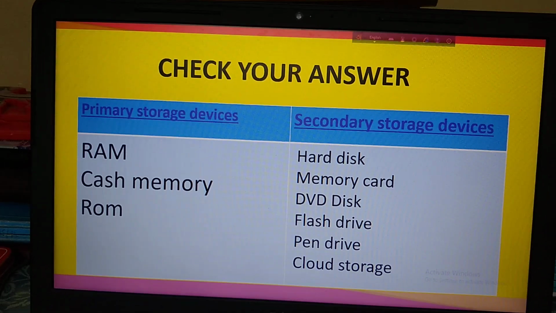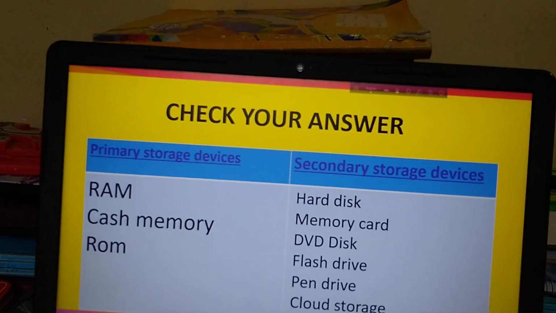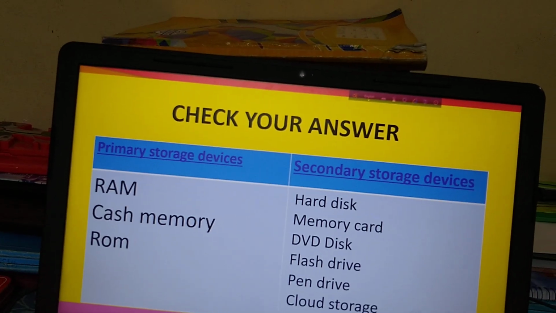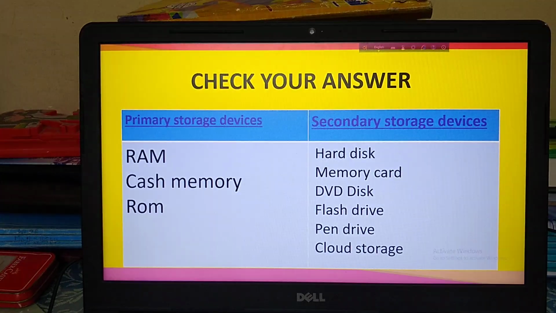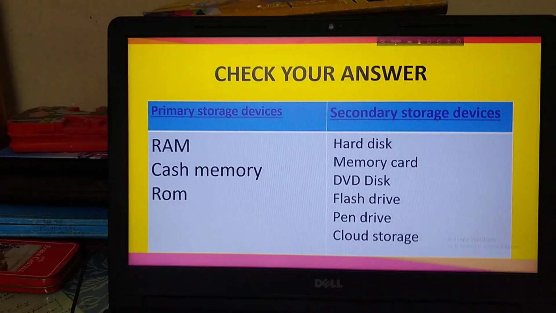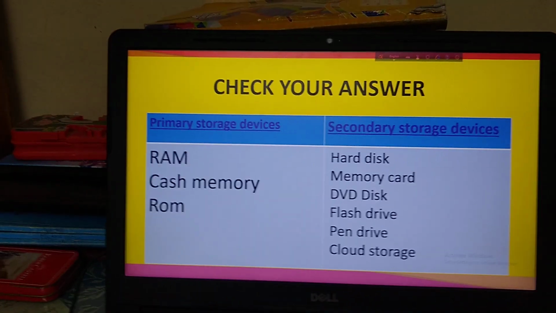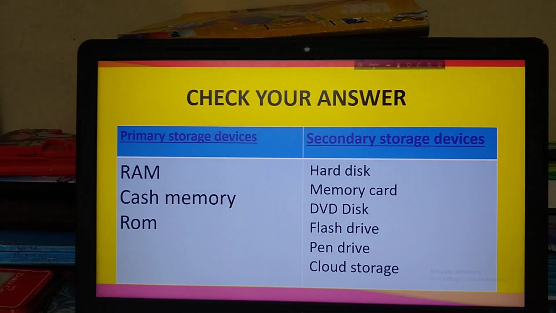Then I have given some names there. Out of these things you may get some other devices' names also. The primary storage devices: RAM, cache memory, ROM, then hard disk. Secondary storage devices: hard disk, memory card, DVD disk, flash drive, pen drive, cloud storage.